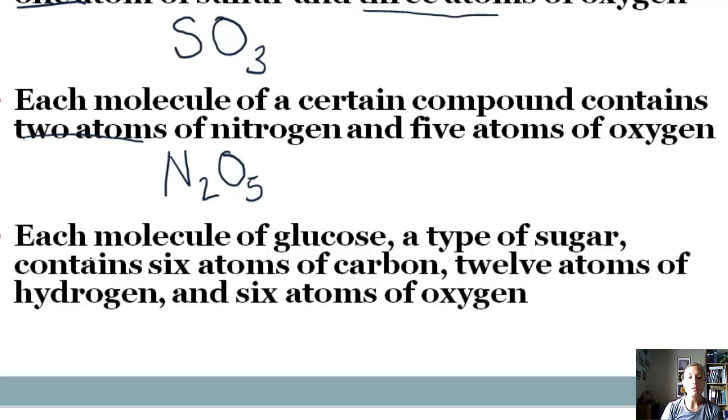All right, last one. Each molecule of glucose, a type of sugar, contains 6 atoms of carbon, 12 atoms of hydrogen, and 6 atoms of oxygen. Okay, so first is carbon. Symbol for carbon is a capital C, and there's 6 of them, so the 6 goes down there. Then we've got 12 atoms of hydrogen, so H, and then a 12. And I've got 6 atoms of oxygen, so O, and then a 6. Okay, so we'll do some practice with that.